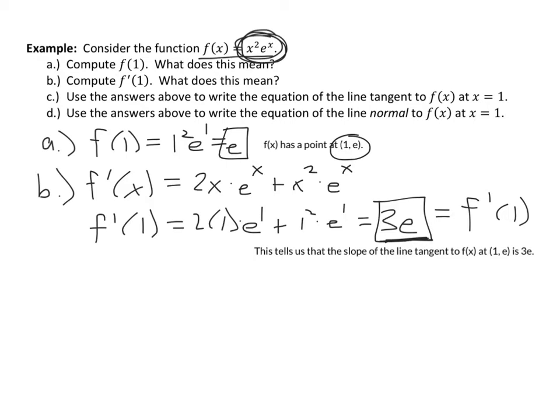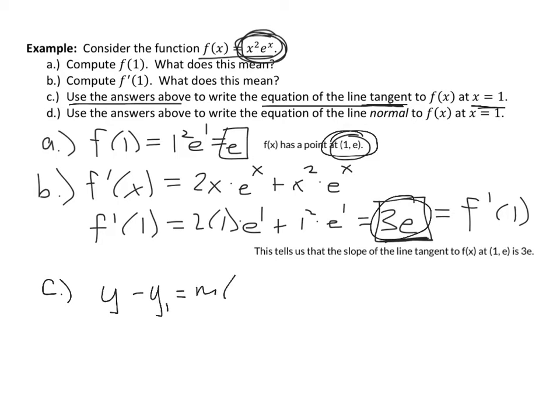Okay, so now part C. Part C of this asks us to use the answers above to write the equation of the tangent line at x equals 1. Well, great, we've got a point and we've got a slope. We can just use point-slope form. y minus y1 equals m times x minus x1. That means I'm going to have y minus e equals 3e times x minus 1.